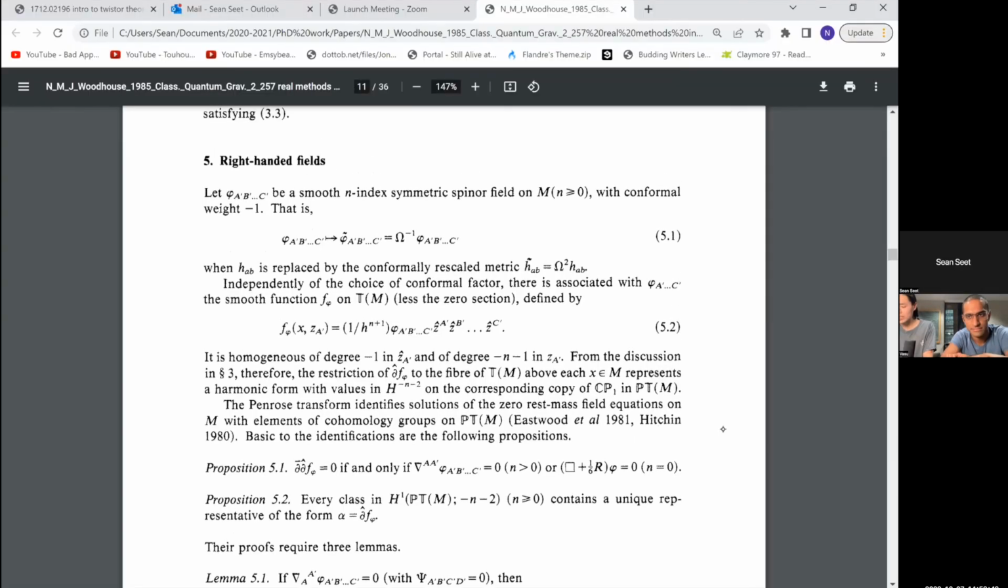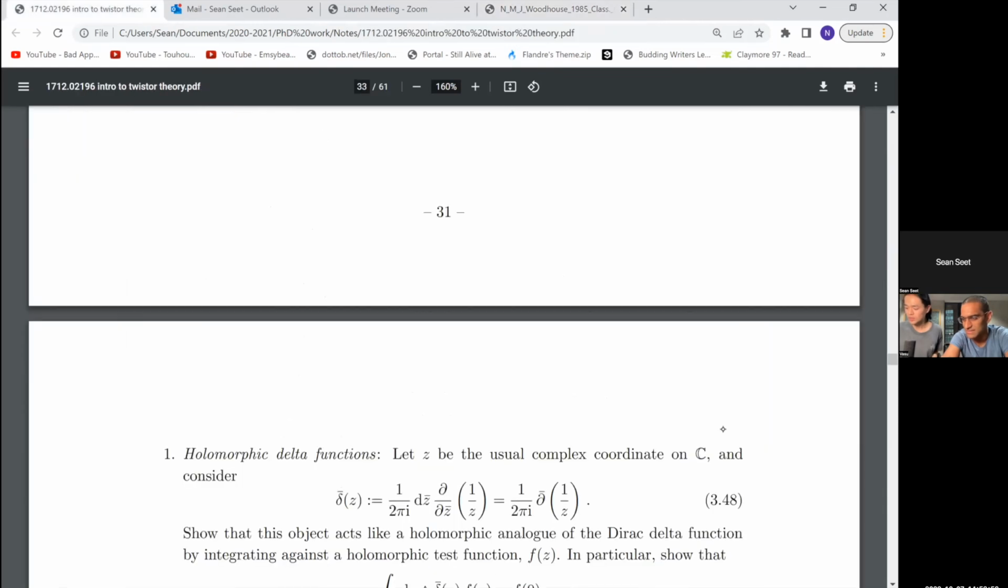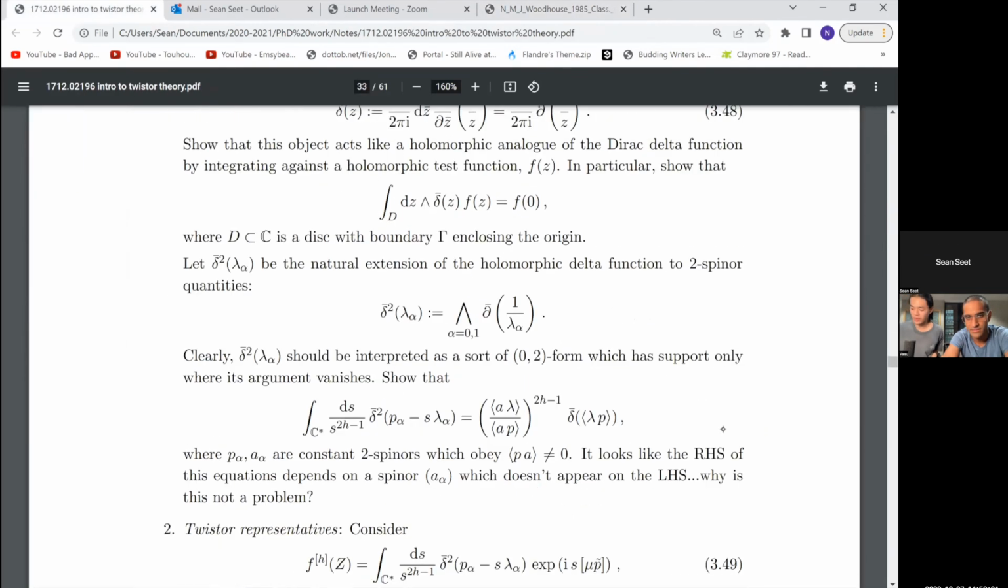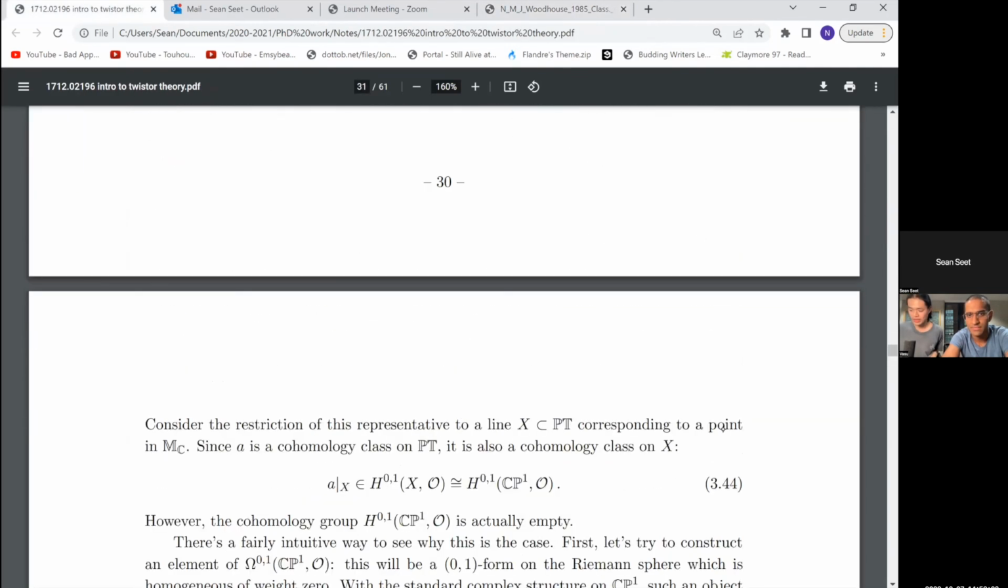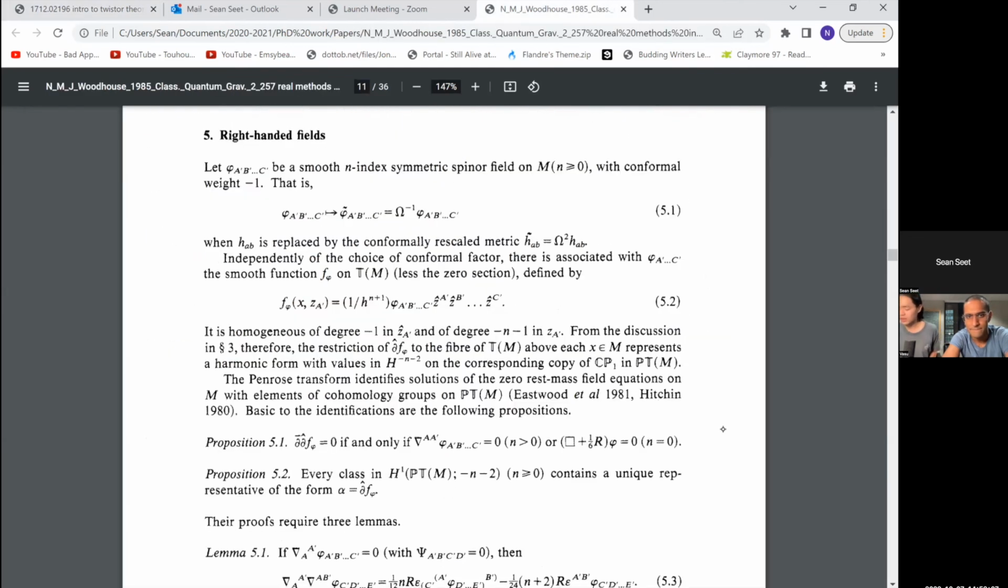Okay, so when he says right-handed fields, for us that means the negative weight one. So these are the ones that are easy to do, right? In Adamo's notes, it would be the ones where the Penrose transform procedure requires lambdas. Yeah, that's the one.